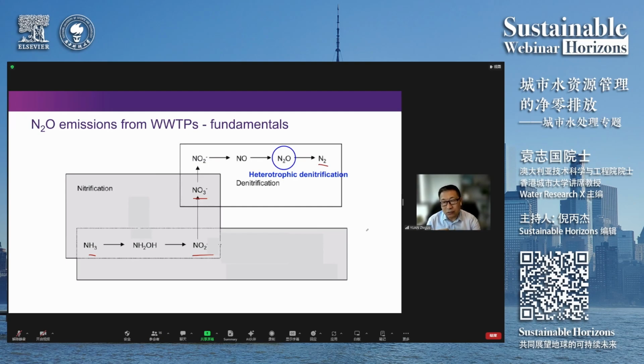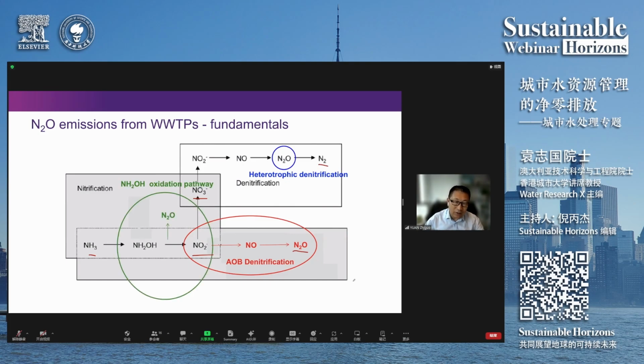For denitrification, N2O is actually sitting in the pathway. So basically all nitrogen removed through denitrification will have to go through N2O, so that is the heterotrophic denitrification pathway. And then we also know that ammonium oxidation, the AOB, ammonia oxidizing bacteria, have a pathway to do denitrification, but they do incomplete denitrification, producing N2O as the end product. That's called AOB denitrification. And then we also have the AOB hydroxylamine oxidation pathway.